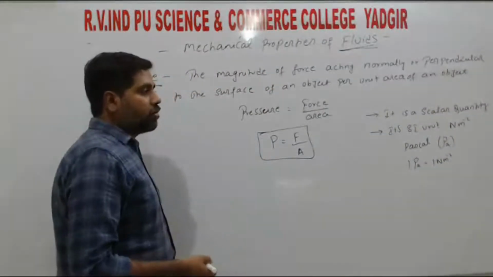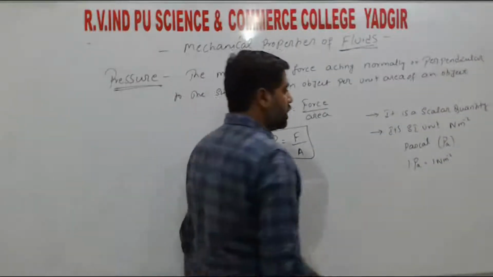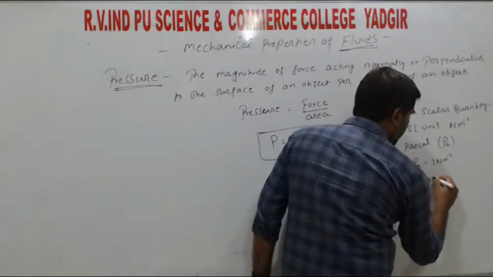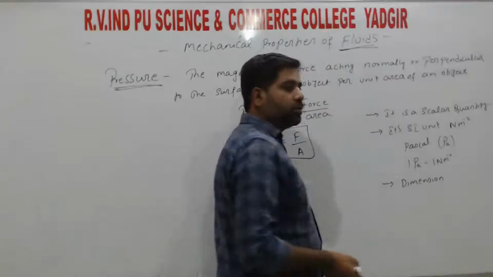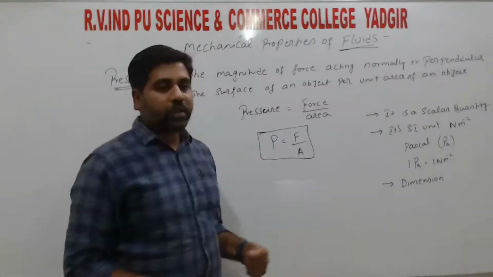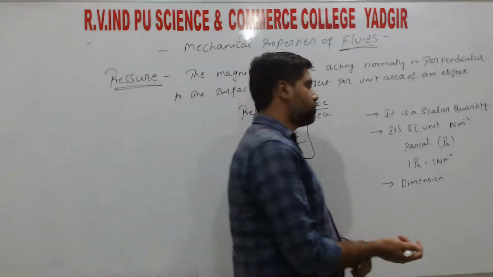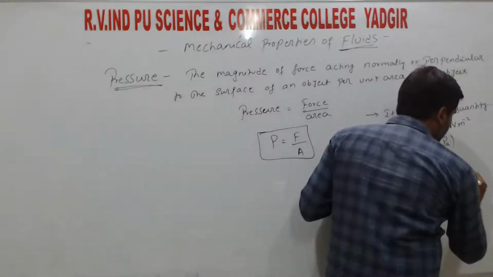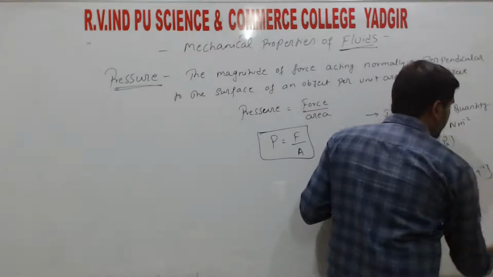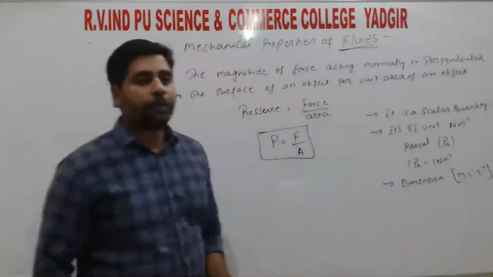So it is a scalar quantity, and then its dimension, right? The dimension of pressure is equal to the dimension of stress. So these two physical quantities have the same dimension, that is M L power minus 1 T power minus 2, right?